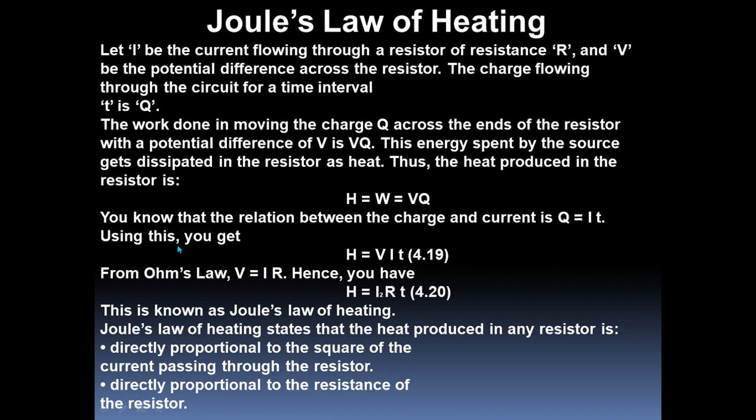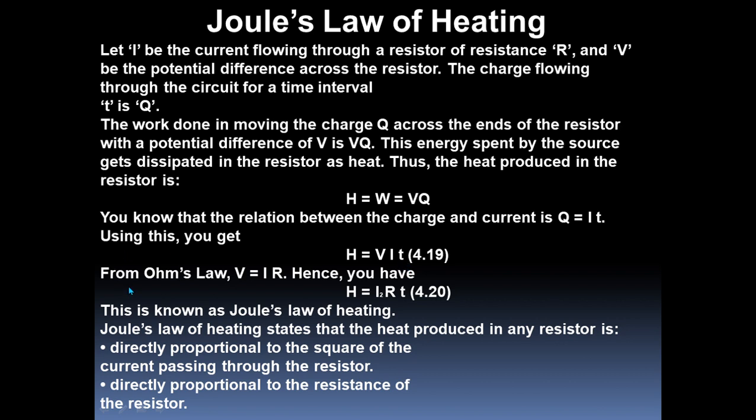Using this, you get H is equal to VIT. VIT means potential difference into current into time. IT is nothing but Q, because Q is equal to IT. Just substituting the value of Q through this equation, we obtain V into Q, where Q is replaced as I into T, that means current into time.